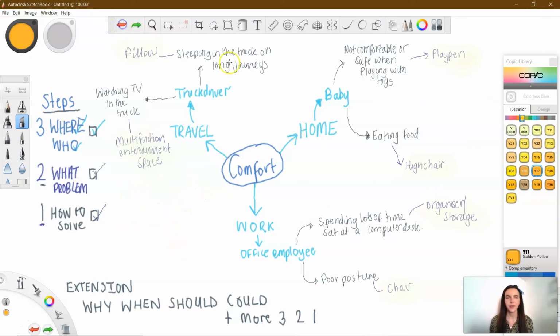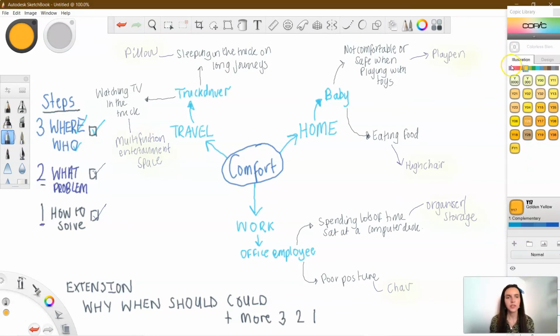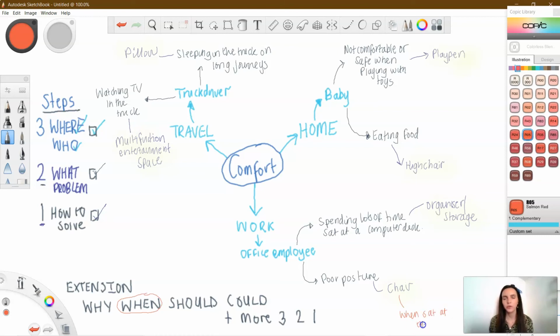Now I could end here, but I sort of want more. I want to look into these in more detail. I want to analyse them a bit more. So this is where these extension activities come in. So let's have a look at these. So when would an office employee need a chair to improve their posture?